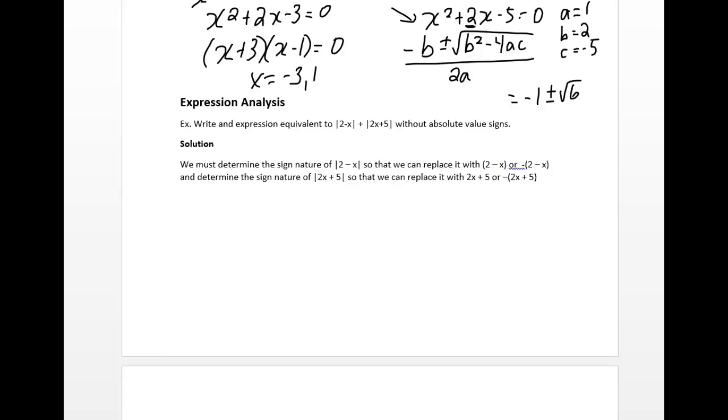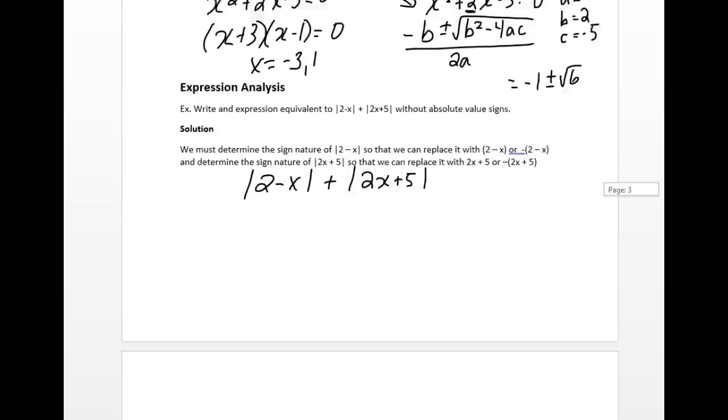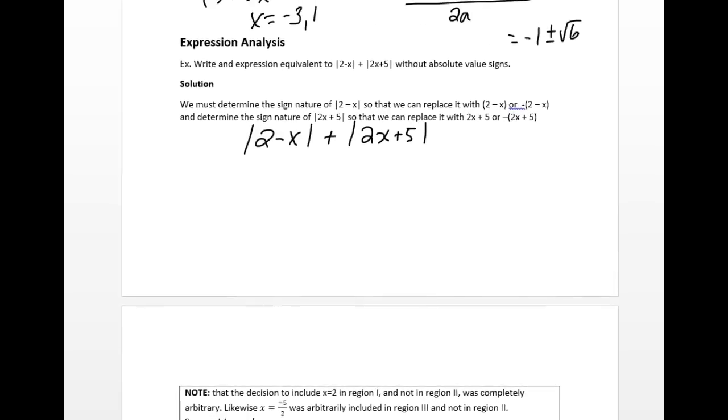So we are given 2 absolute value equations, and we're going to do sign analysis, but it's a little bit different with absolute value. We have this as one of our factors, and 2x plus 5 is one of our factors. For my sign analysis, I'll put my number line down below. My factors are 2 minus x and 2x plus 5.